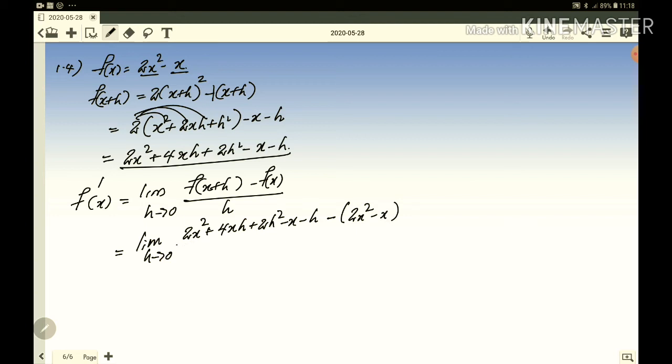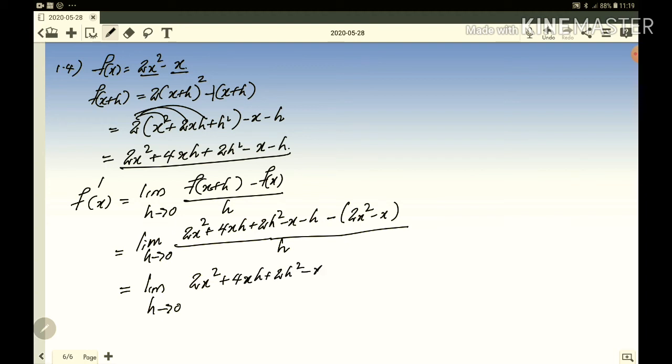See, I used a bracket because f(x) is more than one term, so I have to use a bracket. Now I have to open the bracket: limit h tends to 0, 2x² plus 4xh plus 2h² minus x minus h minus 2x², minus times minus plus x, all divided by h.